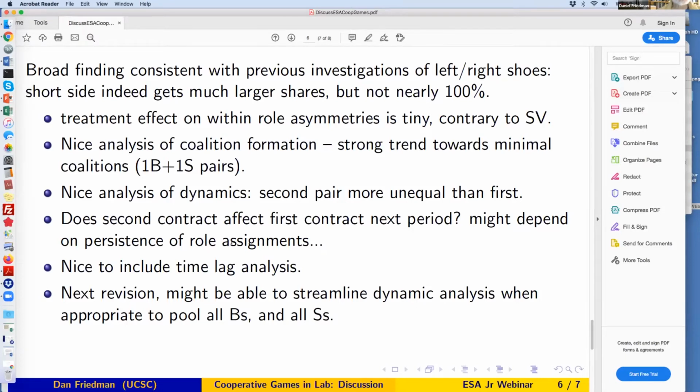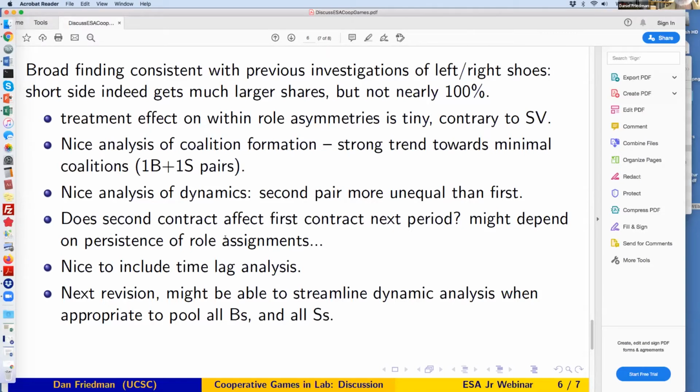Under some kinds of matching, that could push you more towards the core, because if the second contract affects the first contract next period, you need some role stability for that, I think. That could push things more closely towards the core. I was happy to see some time lag analysis, like reaction time. There's a lot in the dynamic analysis that probably takes too much space, and there might be ways to streamline it. But actually, I would think the paper is ready to submit now for journal submission.